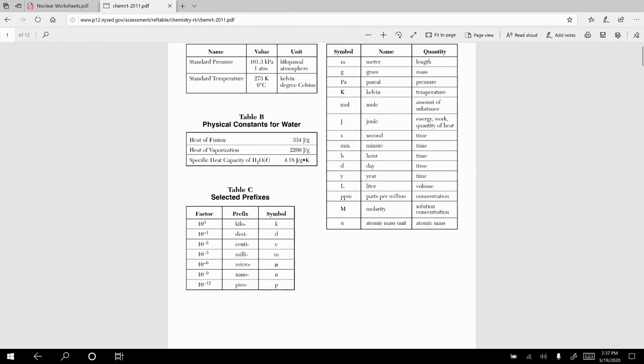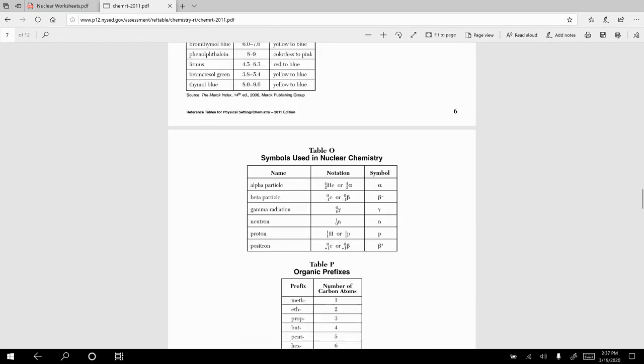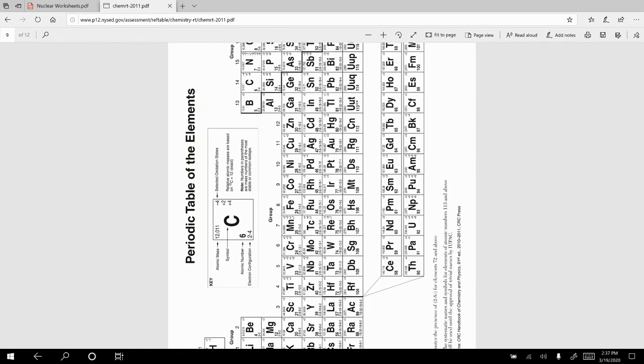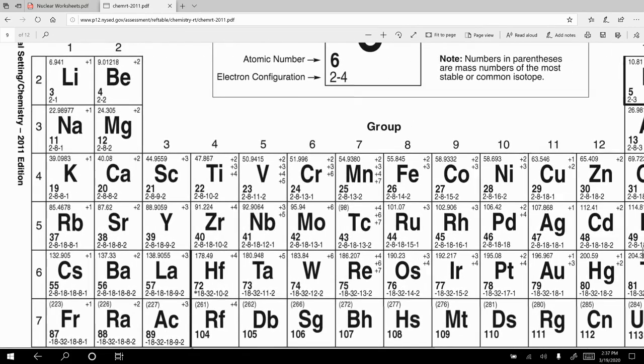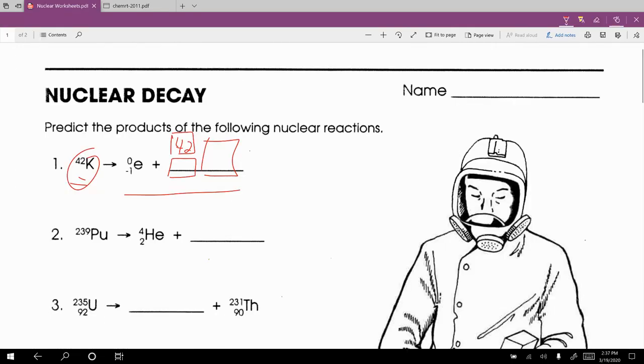So if I go to my handy dandy reference tables and I scroll down or up, whatever way you like to call it, I'm going to find my periodic table. There we go. And I am going to find that potassium has an atomic number of 19. So I'm going to use that as the bottom number of my nuclear equation down here. So the bottom number is 19. Then the bottom number on this side has to equal 19.